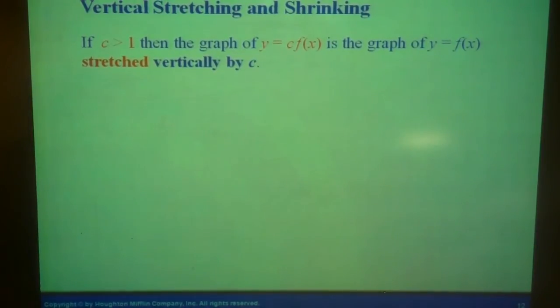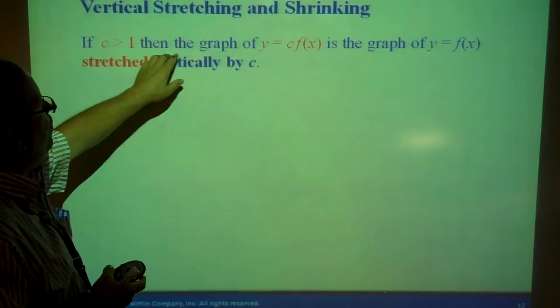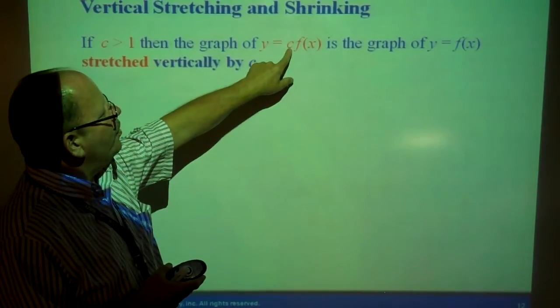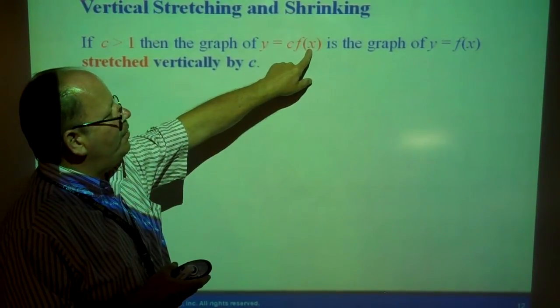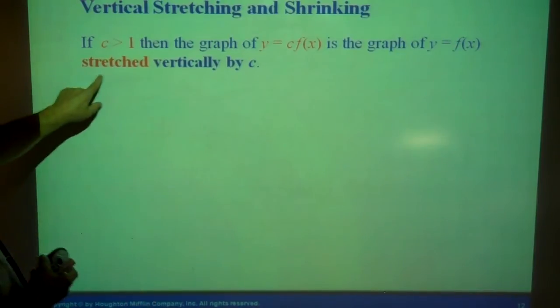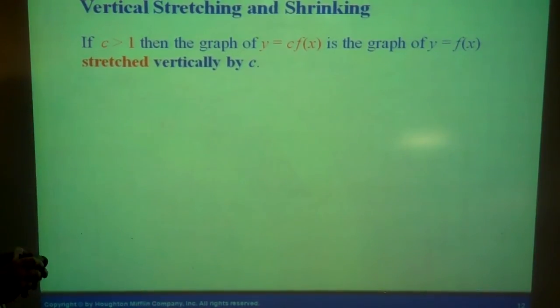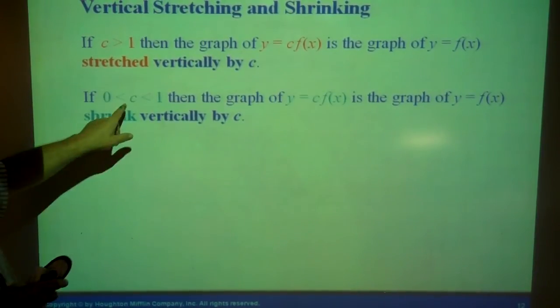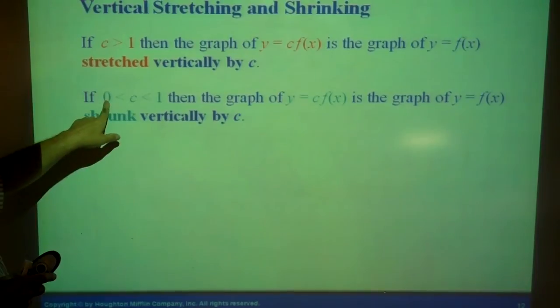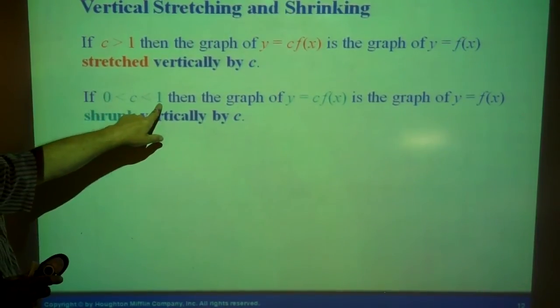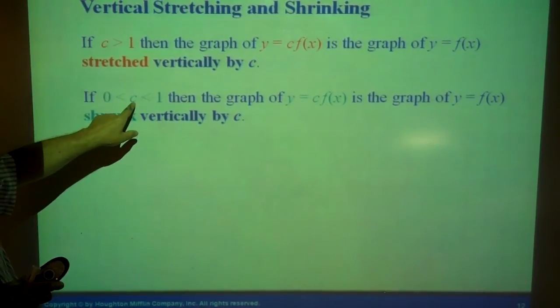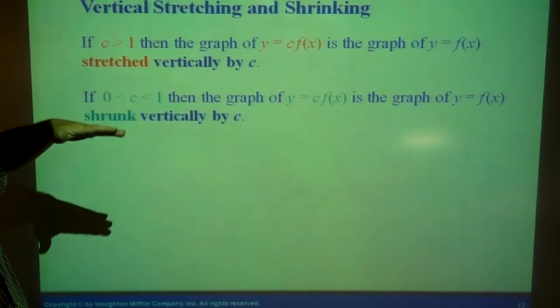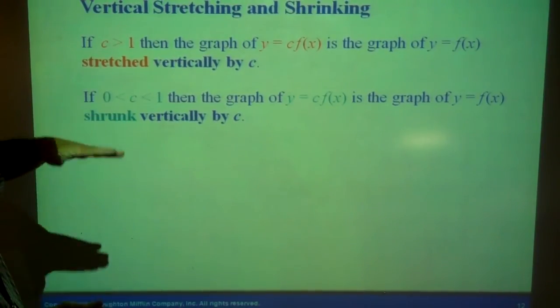Now finally, the last thing is if we have some number multiplying f of x. This is going to stretch it. It's going to stretch our graph. For example, and if c is a fraction, that's what this means. It's greater than 0 and less than 1. If we multiply it by a fraction, then it's going to tend to squash our graph.